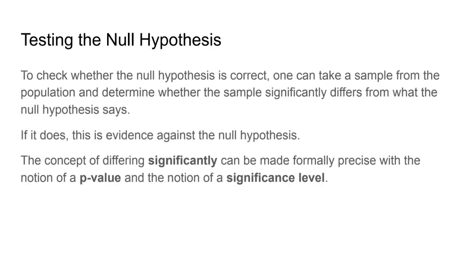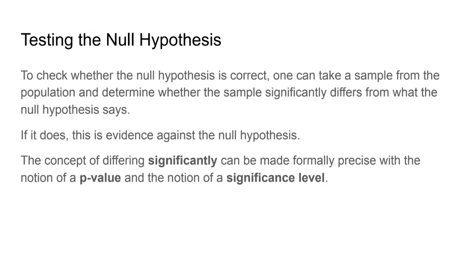Now, if we want to check whether or not the null hypothesis is true, one way we could go about this is that we take a sample from the population, and then we check whether or not the sample significantly differs from what the null hypothesis says. And if it does, then we take this as evidence against the null hypothesis.